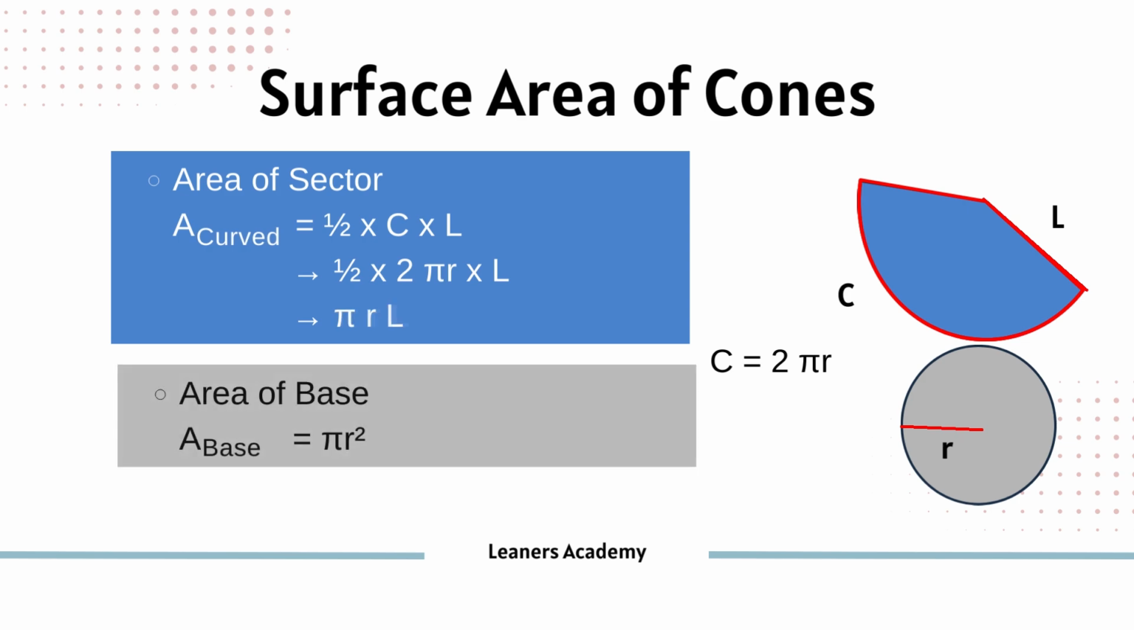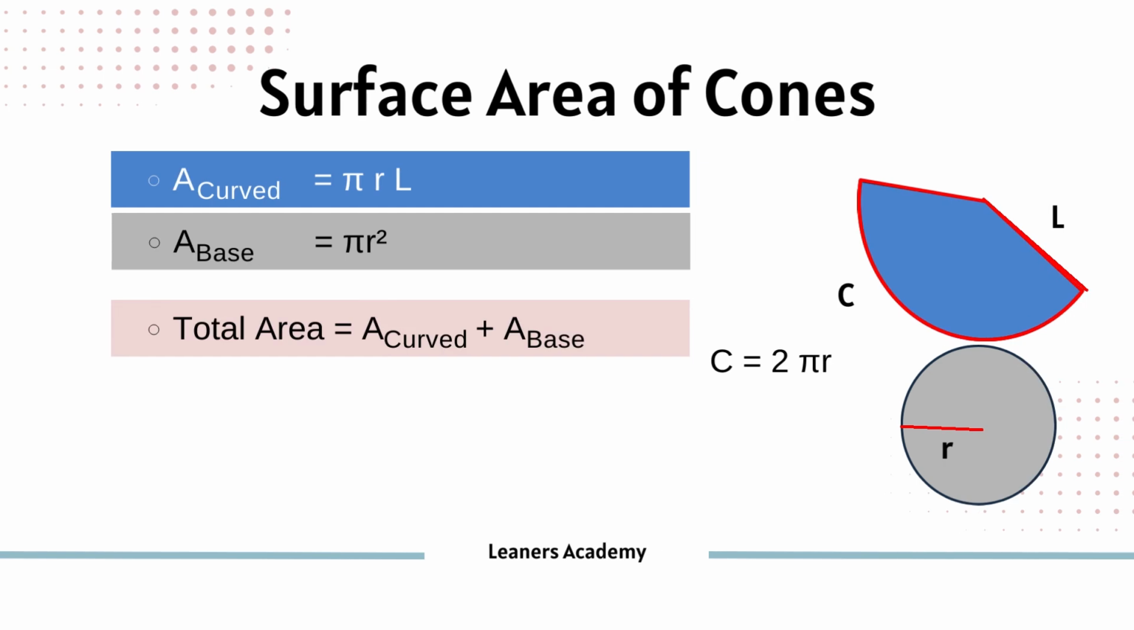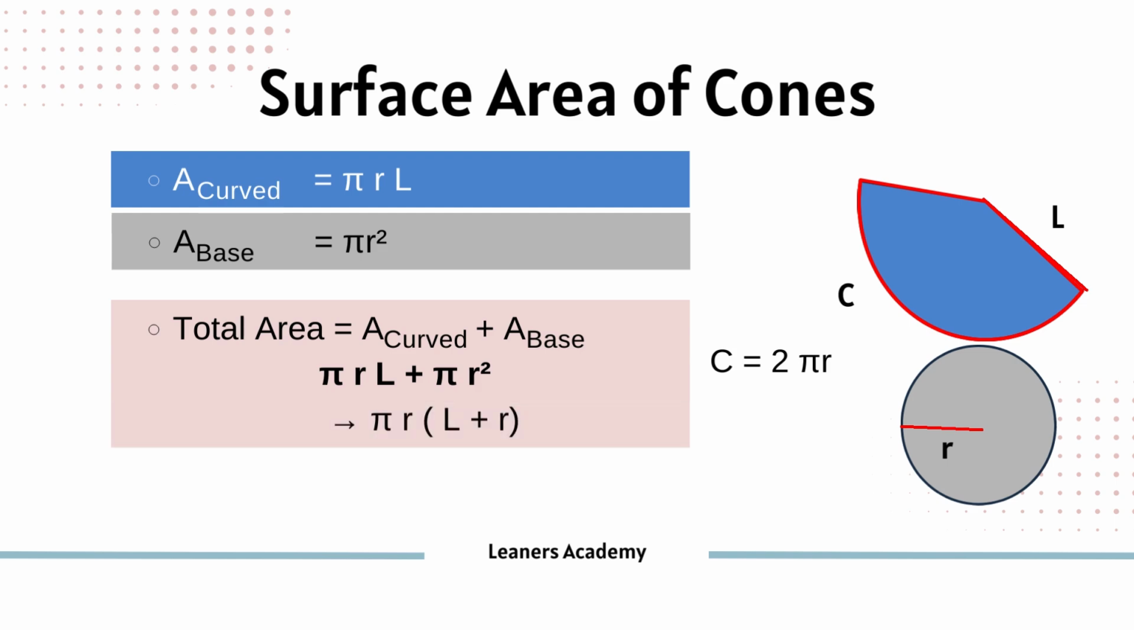Since the area of the base circle is πr², the total area of the cone is the sum of the areas of the curved part and the base area of the cone. Mathematically, it comes out to be πrL + πr². Upon taking π and r common, the formula becomes πr(L + r).